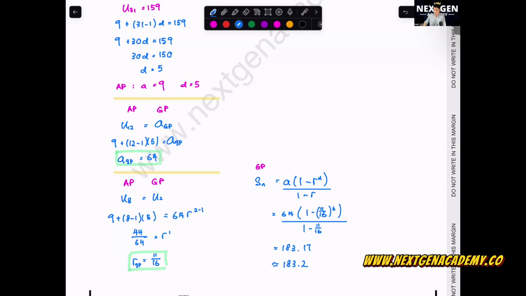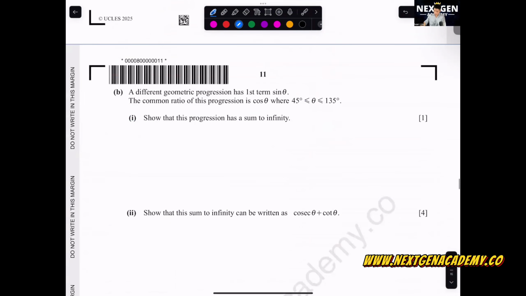Question B. A different geometric progression has first term sine theta. The common ratio of this progression is cos theta, where theta is from 45 to 135 degrees. Show that this progression has a sum to infinity. What's the condition for a sum to infinity? We look at the formula. Your modulus of R needs to be less than 1, so R needs to be between -1 and 1.